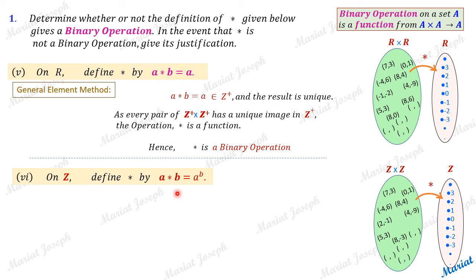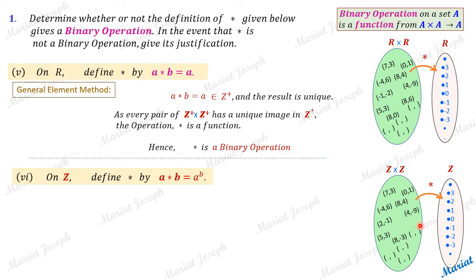And what is the rule given to us? A star B is equal to A raised to B. That means 2 star 3 will be 2 raised to the power 3. 7 comma 3 will be related to 7 raised to the power 3, 7 cube, which is an integer. Any integer raised to the power of an integer will be an integer.